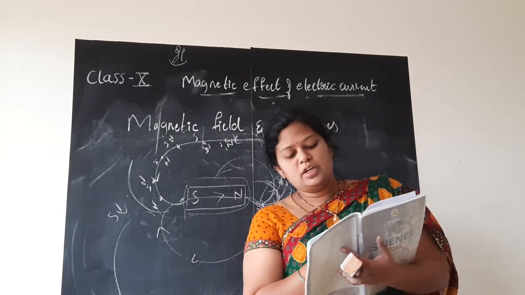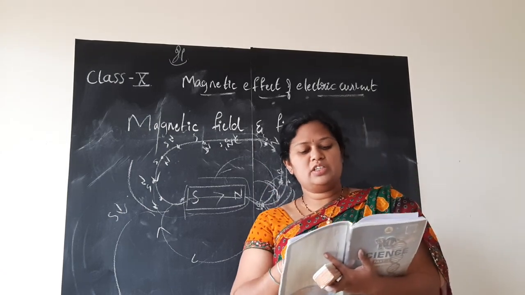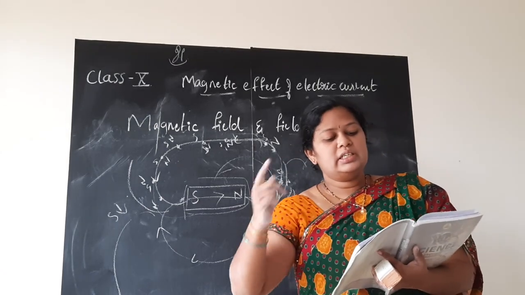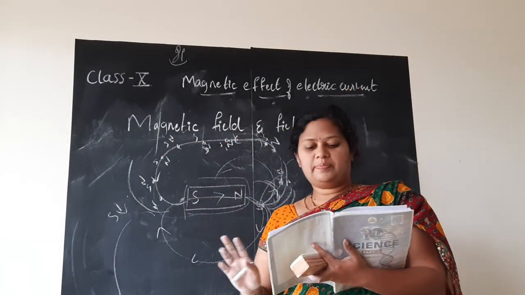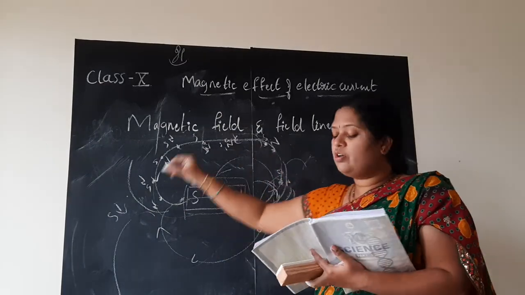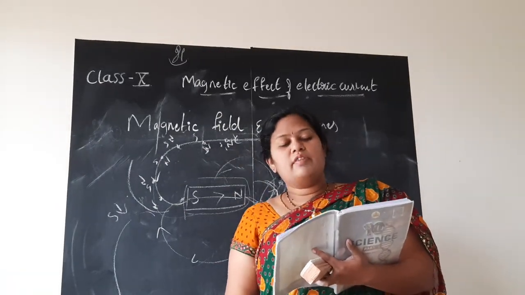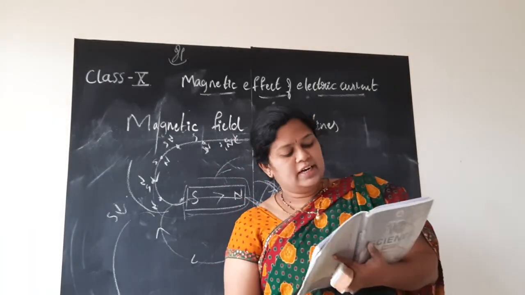Now move the needle to a new position such that its south pole occupies the position previously occupied by its north pole. In this way, proceed step by step until you reach the south pole. Yes, we reached the south pole. Join the points marked on the paper by a smooth curve. Yes, we draw the smooth curve. This curve represents the field line.